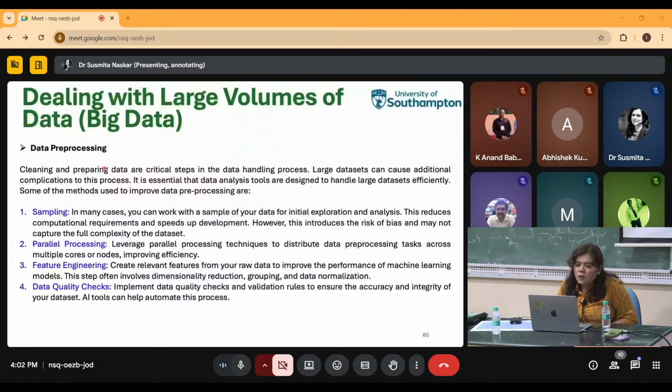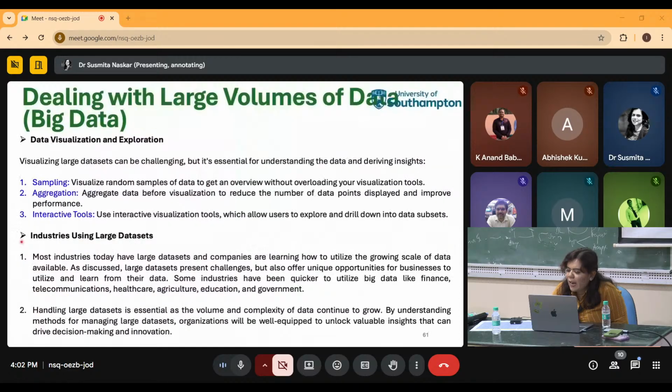Now if you try to visualize and explore the data, a large data set can be very overwhelming, right? Visualizing is very critical for understanding the data, spotting the trends and deriving insights. As I said, sampling is very important: instead of trying to visualize the entire data set at once, we can take a random sample. Sampling techniques can be very different, you can take random sampling or some deterministic one, depending on how you choose it. This makes it much easier to get an overview without overloading the visualization tools, okay?